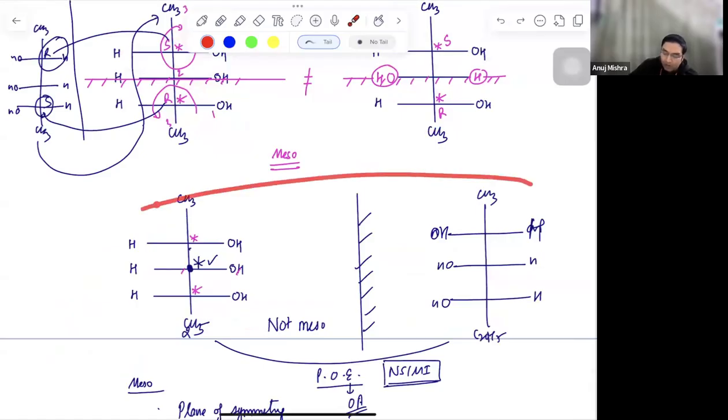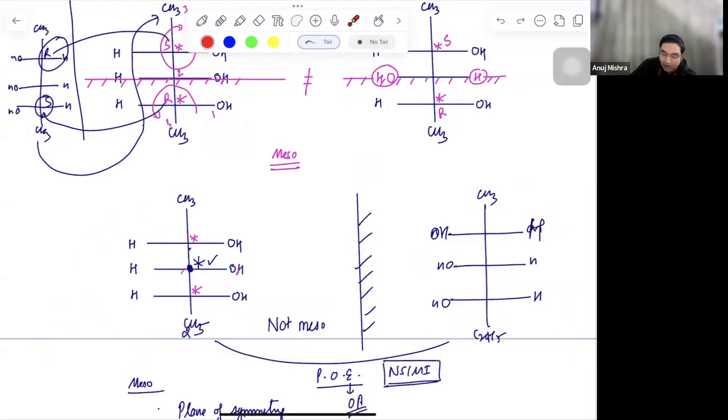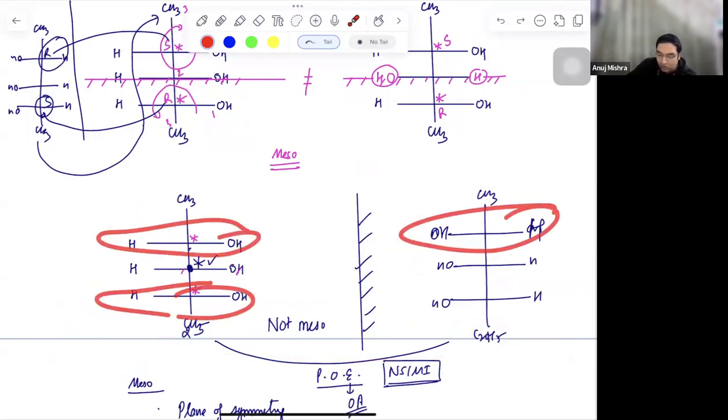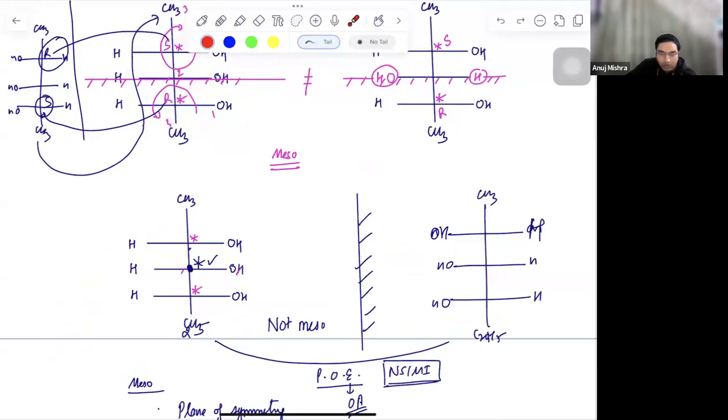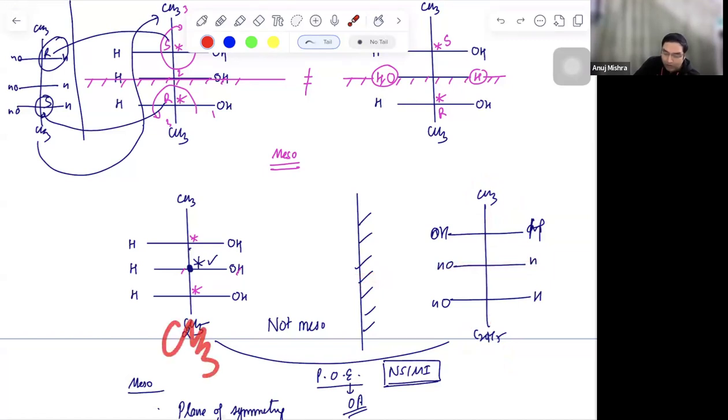Are these meso? CH3 on top, C2H5 at bottom. H OH, H OH. OH H, OH H. Why are they non-meso? Because top and bottom are different. Had it been CH3 here also, then this would have been your plane of symmetry. Is it clear? Because of CH3 and C2H5, it's not meso. The groups are not the same. How can it be meso?